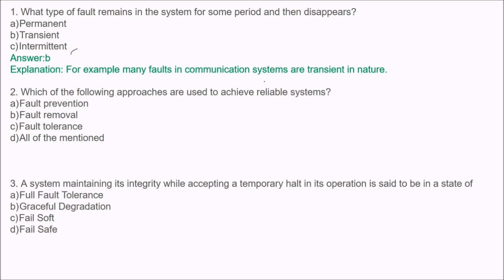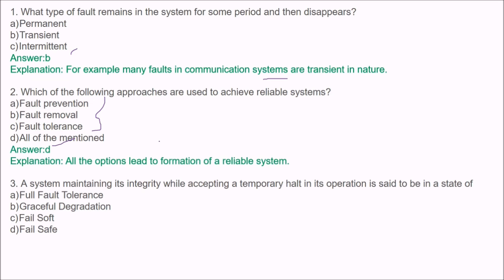For example, many faults in communication systems are transient in nature and they remain in the system for some duration and then they disappear. The next is, which of the following approaches are used to achieve a reliable system? Fault prevention, fault removal, fault tolerance. The answer would be D. All the options, whether it be fault prevention, fault removal or fault tolerance, lead to the formation of a reliable system.